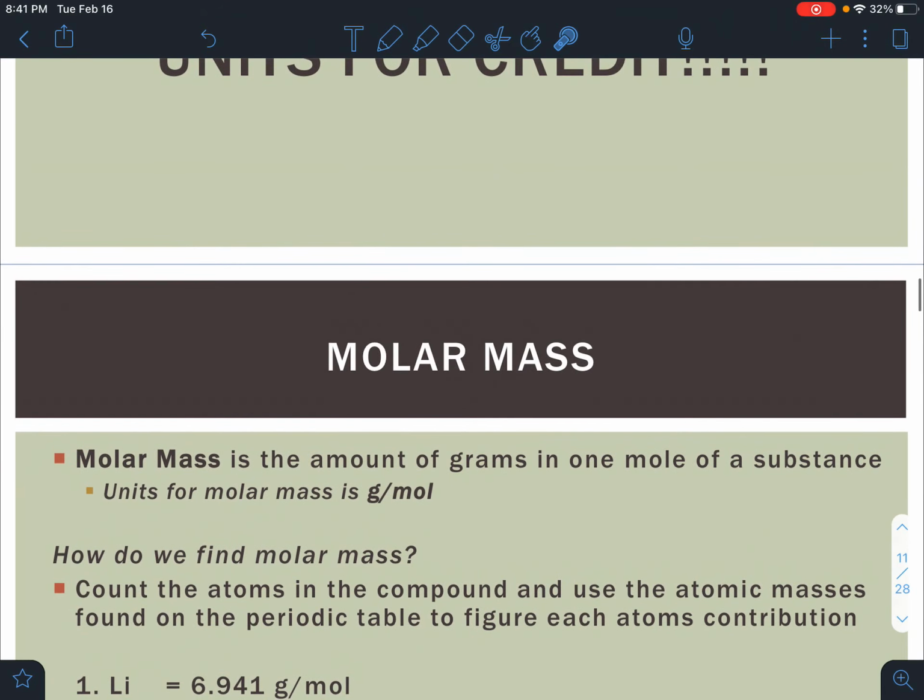And how we find it is we must use our periodic table and use the average atomic mass found on the table for each element in a compound. So we must count the atoms in a compound and use the atomic masses found on the periodic table to figure out each atom's contribution.